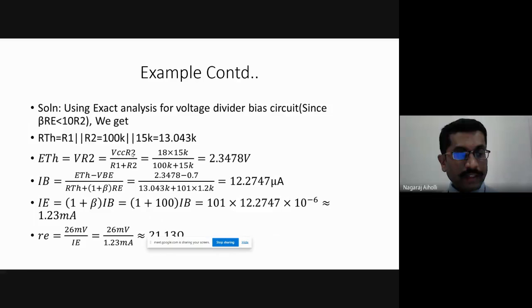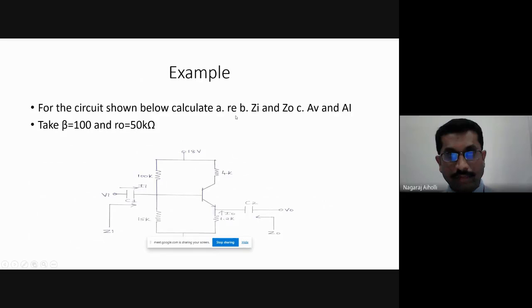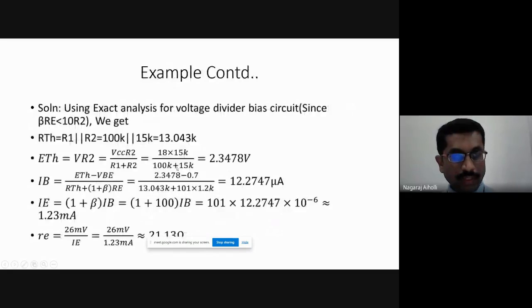Now the emitter resistance is given by 26 millivolt by IE. They have asked to find the value of small re. We found IE from 1 plus beta into IB, and IB from the earlier equation, where we first found RTH and ETH. So small re is 26 millivolt divided by 1.23 milliampere. Milli and milli get cancelled, so just divide 26 by 1.23. Tell me the answer.